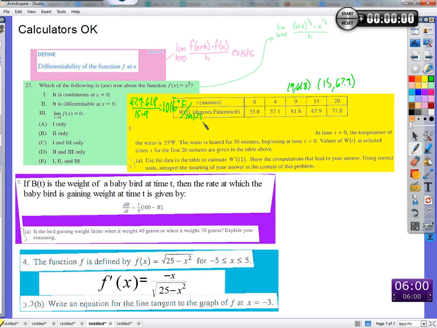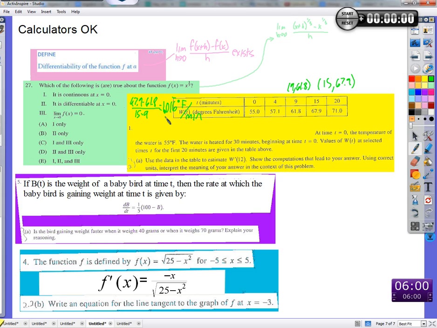Okay. So interpret the meaning of your answer in the context of the problem. That's how much degrees it heats up per minute. That's how fast it's heating up. That's how many degrees it goes up per minute at that moment in time. If we had better data, we could find closer to what it actually is doing at that time, but from what we know, that's what it is.